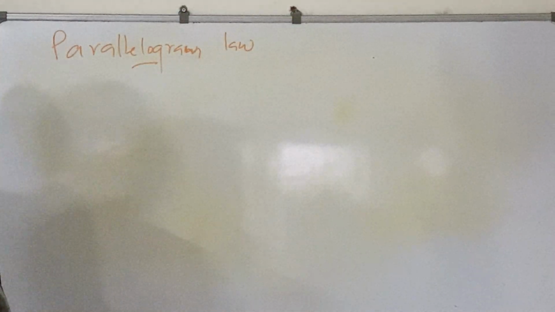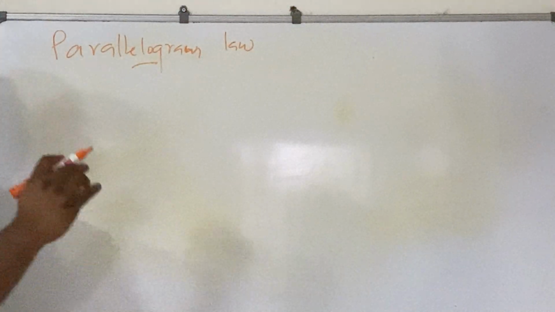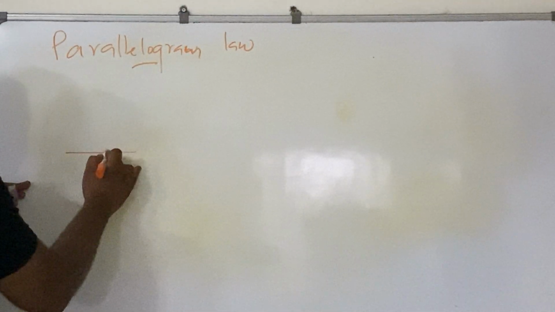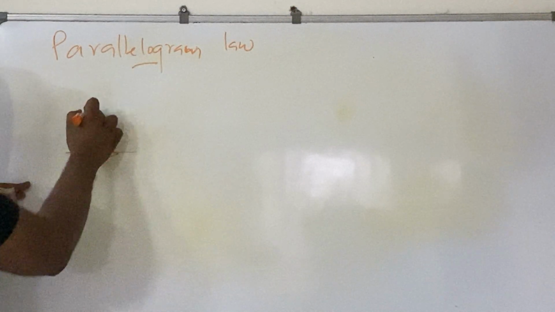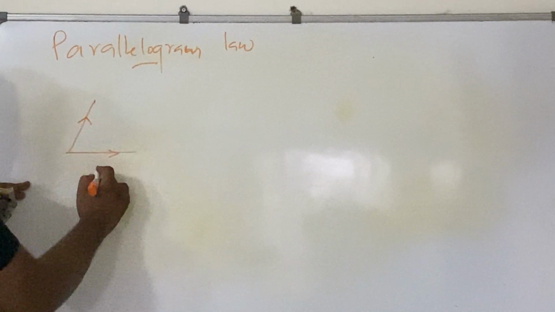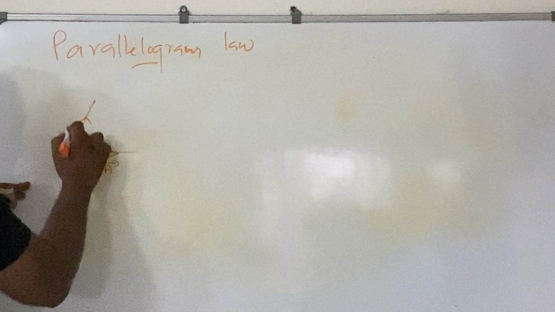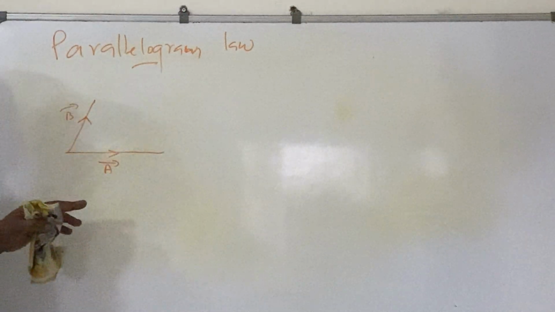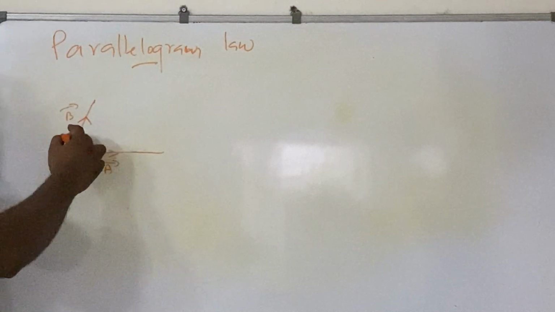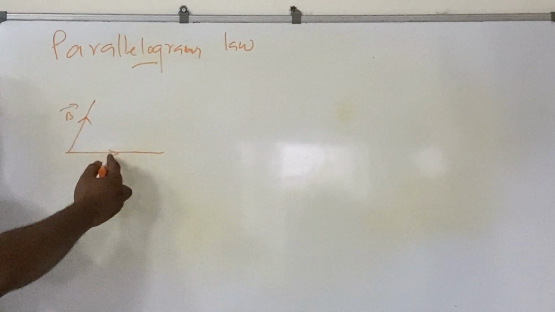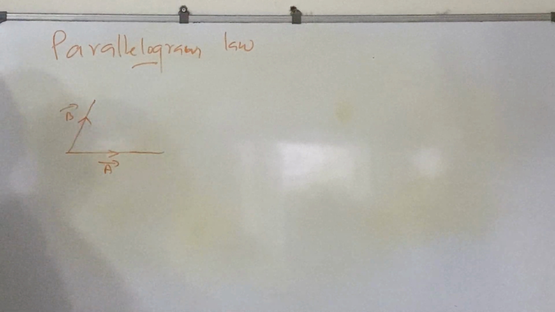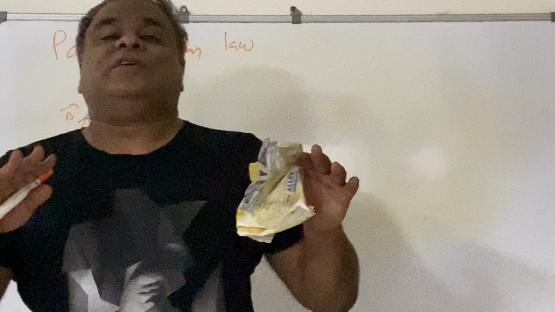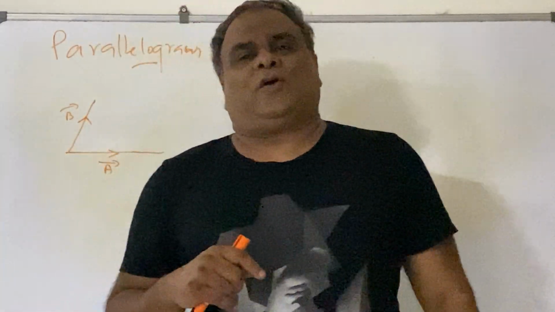So the parallelogram law is used when the vectors are not in order. For example, this is one vector and this is another vector. This is vector A and this is vector B. These two vectors are not in order because vector B is in the clockwise direction and vector A is in the anti-clockwise direction. So we will use the parallelogram law.